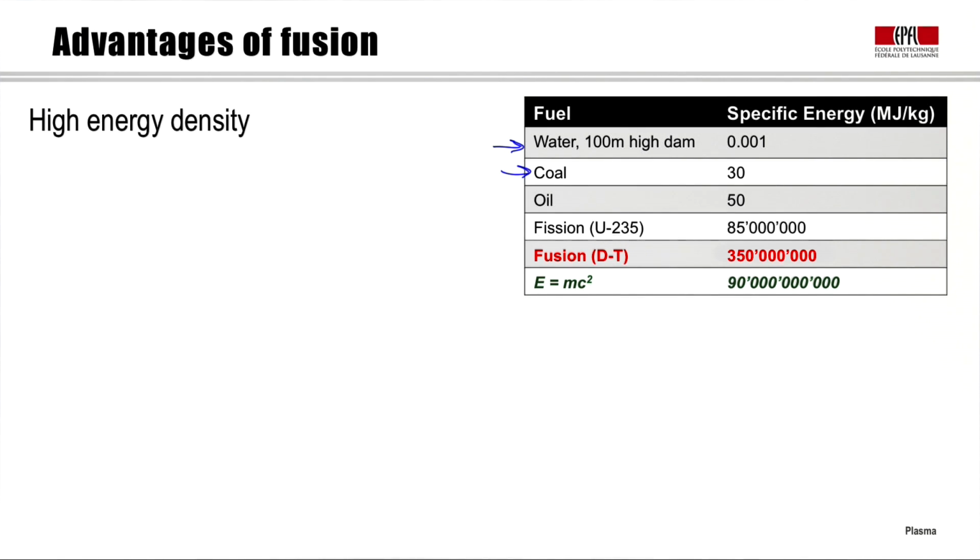Coal, of course, needs to be burned, so it gives rise to CO2, greenhouse gas, and so on. Its specific energy is about 30 megajoule per kilogram. Oil, same issue of fossil fuels, 50 megajoule per kilogram. And then we have a huge jump because I'm moving to nuclear reactions. First example, fission, I take here uranium-235. Instead of 30, 50, or tens of megajoule per kilogram, now we have a total game changer. We have 85 million megajoule per kilogram.